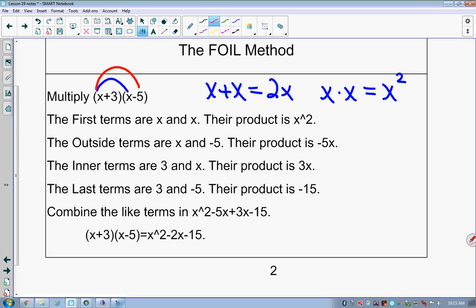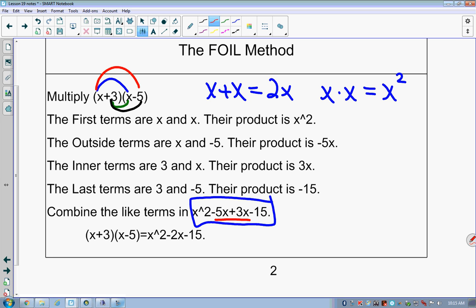We understand that? Okay. And then my inner, which is 3 times x, is going to be 3x, which is going to give me like terms, but we won't go there yet. And then finally, my last terms, which is the last term in each set of parentheses, in this case 3 times negative 5, which is negative 15. In expanded form, I'm seeing it drawn out down here, where I have x squared minus 5x plus 3x minus 15, which allows me to combine like terms, negative 5x and 3x.